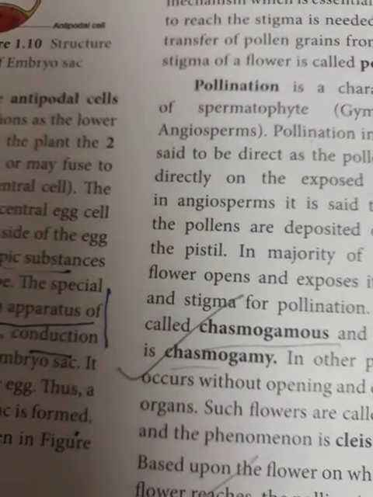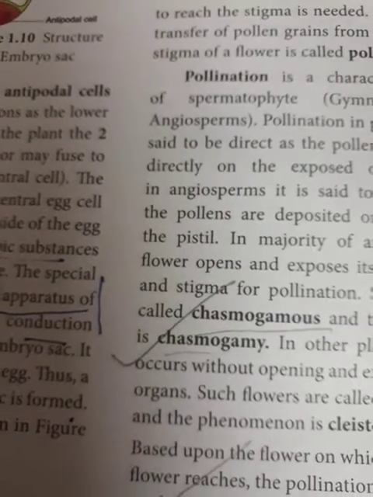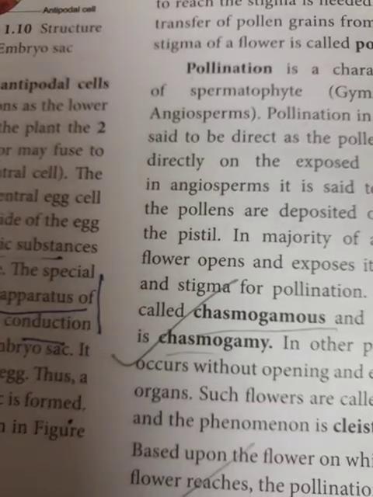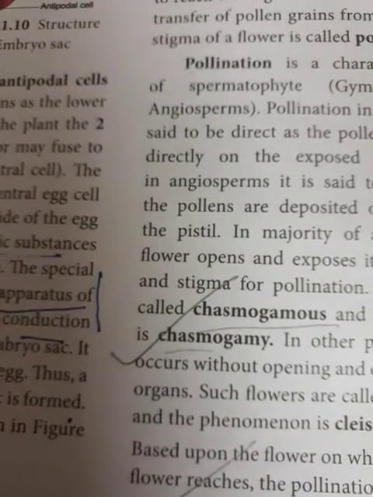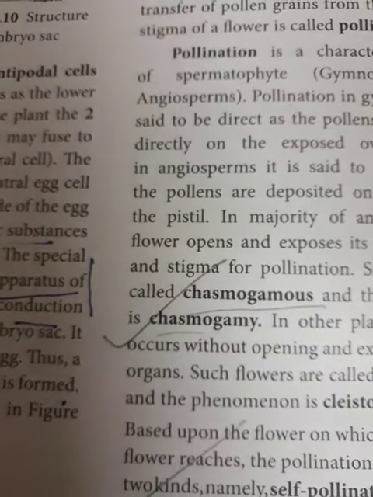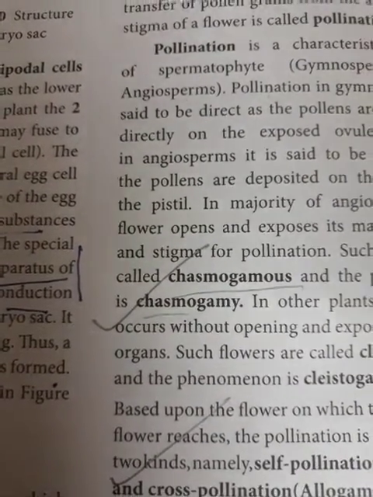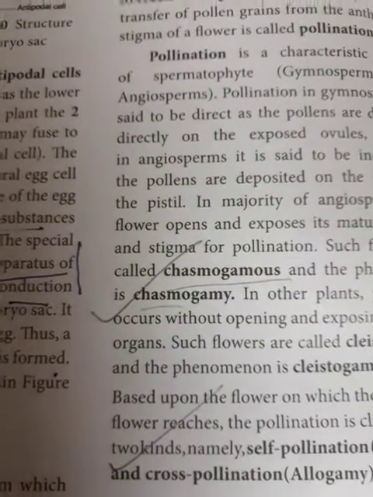So one type of pollination is where the flowers will be opened and the pollination will take place. These types of flowers are called chasmogamous flowers, and the condition of pollination is called chasmogamy. Another type is called cleistogamous flowers, and the pollination type is called cleistogamy.